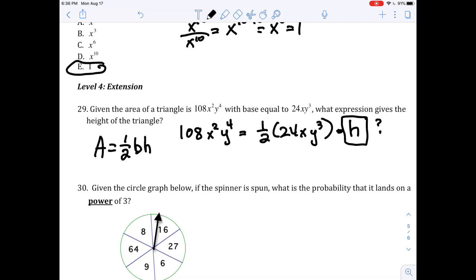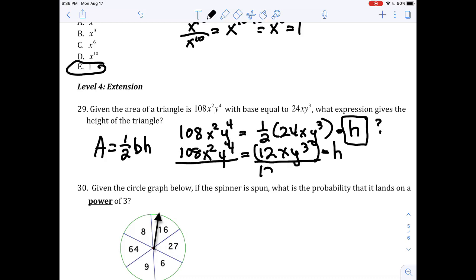What is the height? Now this is an extension because you're being asked to work with a formula, but it doesn't involve just numbers. It involves exponents and variables. First thing I would do is simplify the 1/2 and the 24. So that's 108 x squared y to the fourth equals 12xy cubed times h. And so in order to solve for h, I'm going to divide both sides by 12xy cubed.